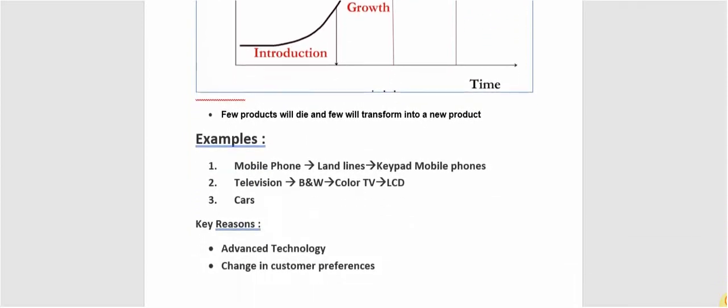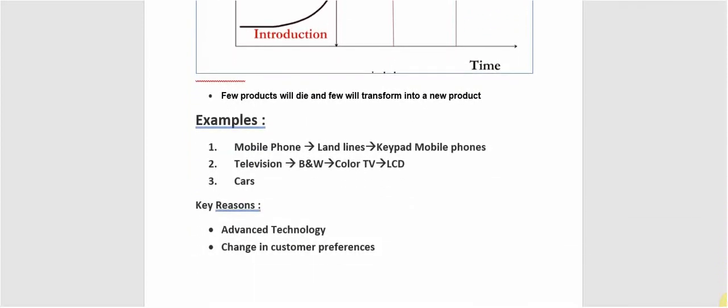If you see mobile phones, previously we used to have only landlines. After that, mobile phones came into the picture. First we used only smaller mobiles which had only keypads. Now we are moving from keypad mobiles to digital mobiles. Like that, the product will have continuous change, and there is a change in the phases.